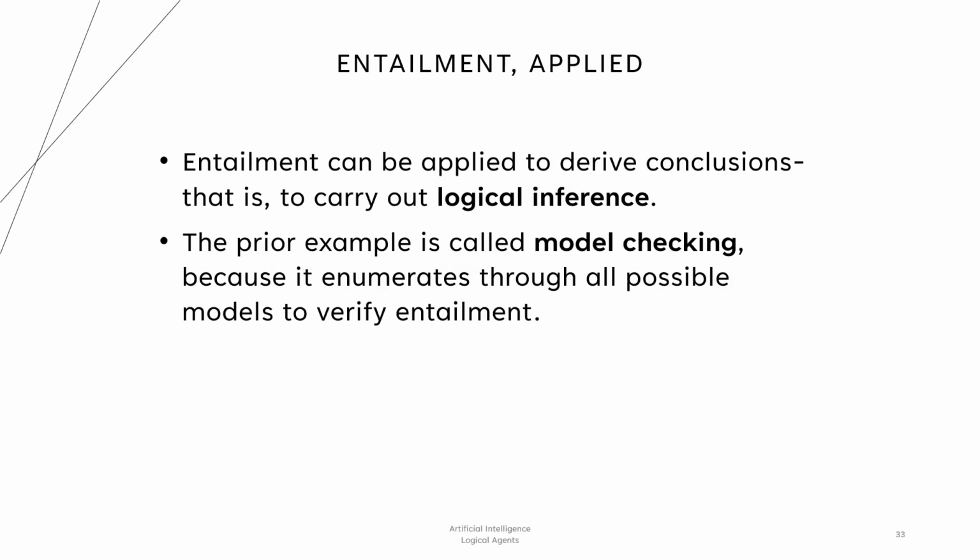All right. So entailment can be applied to derive conclusions, that is, to carry out logical inference. The prior example is model checking, because we're enumerating through all the possible models to verify entailment. So model checking, just enumerating through everything, is not smart in any way. We're looking at O of 2 to the n complexity. We're just doing a shotgun blast, seeing if we find what's right.